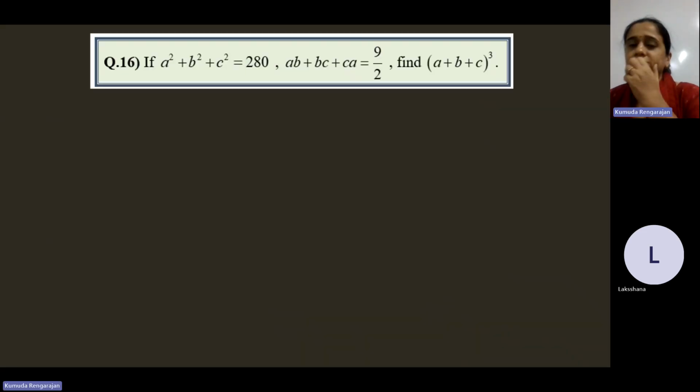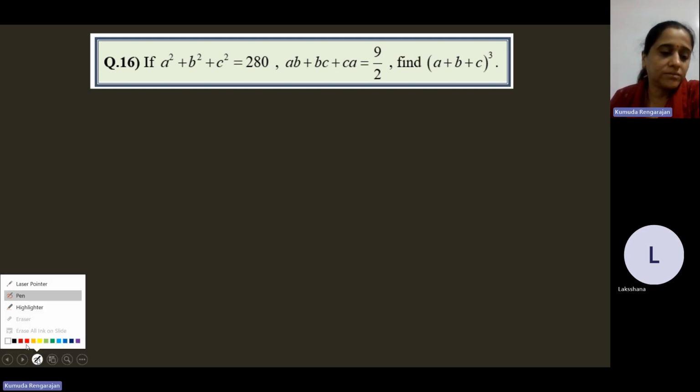Yeah, try this one. So Lakshana, what's the identity to be used here? Ma'am, (a + b + c) the whole square is equal to a square plus b square plus c square plus 2ab plus 2bc plus 2ca. Very good. Yeah, correct.